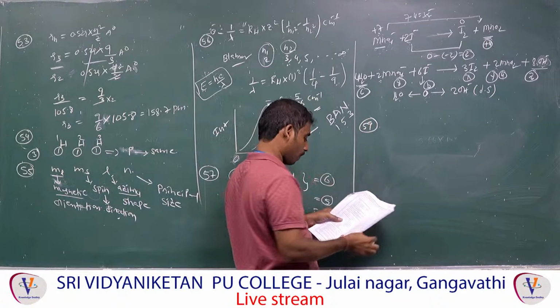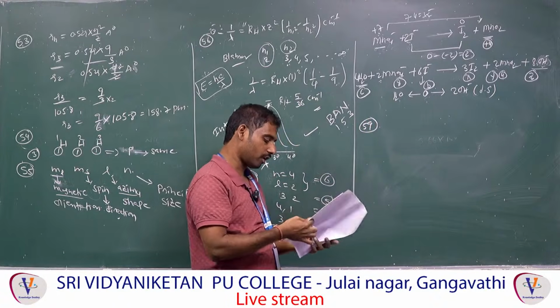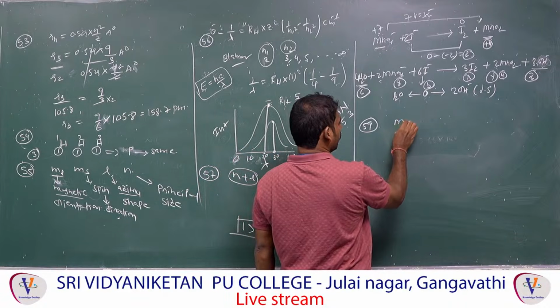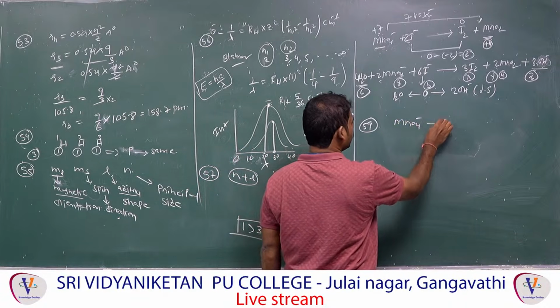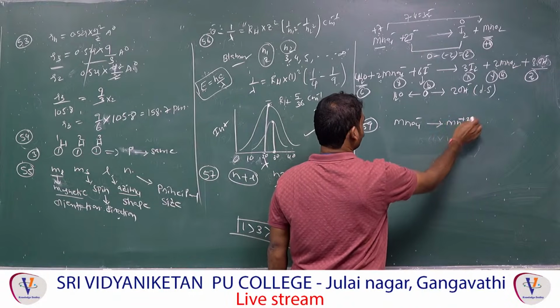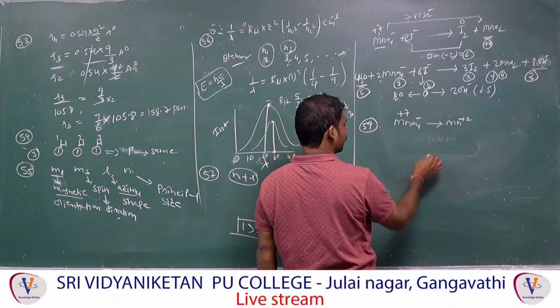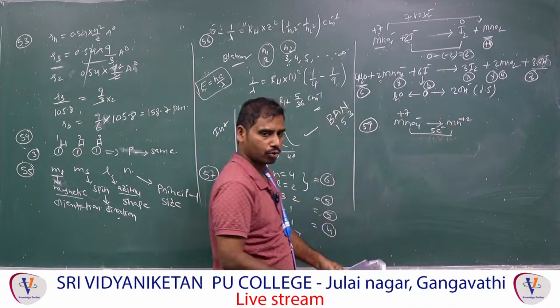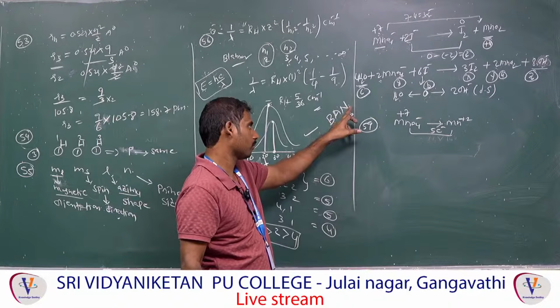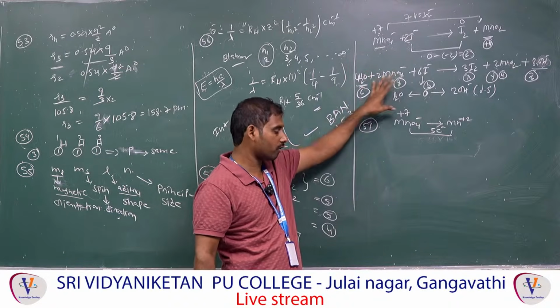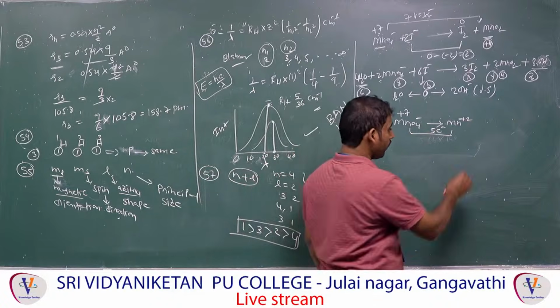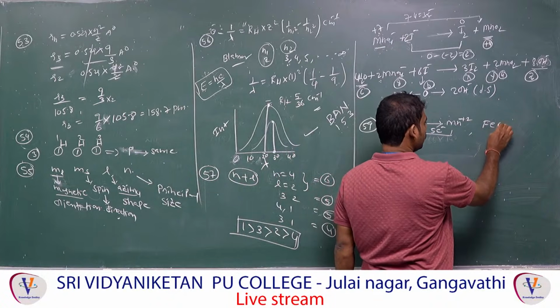Question 59. Number of moles of MnO4 minus required to oxidize 1 mole of ferrous oxalate. Acidic medium: MnO4 minus changes to Mn2 plus. Here manganese oxidation state is plus 7, here plus 2. How many electrons? 5 electrons. No need to remember; I told already, only for KMnO4 the numbers are 1, 5, 3. Acidic medium, 5 electrons. Ferrous oxalate, FeC2O4.